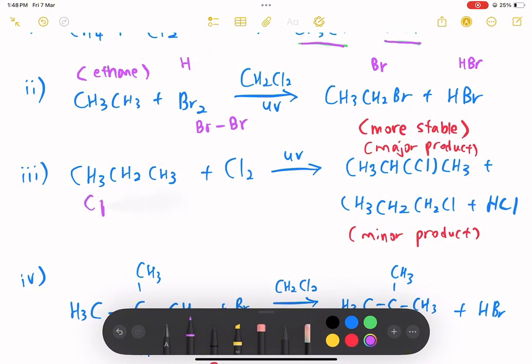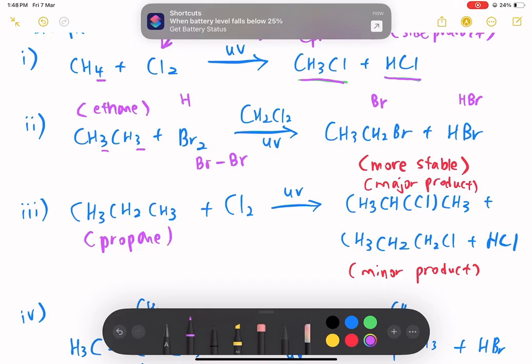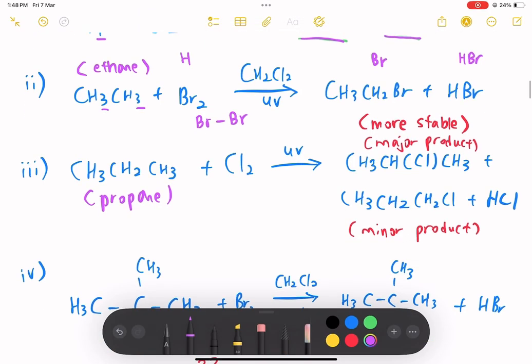Next, we have propane. Starting from propane, the product formed will not be just one product, but different products, because the hydrogens are not identical. What does it mean? Identical means that all the hydrogens are of the same type. So when I draw the expanded structure, you can see that this one is primary, secondary, and this one is primary.